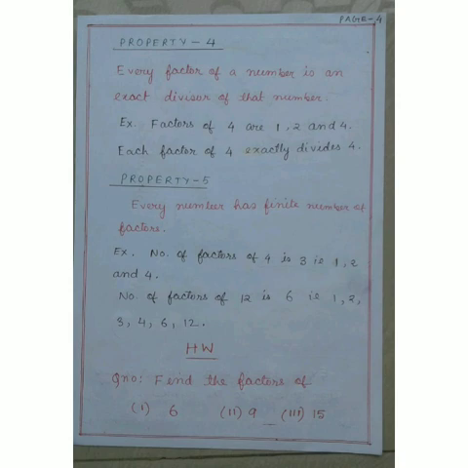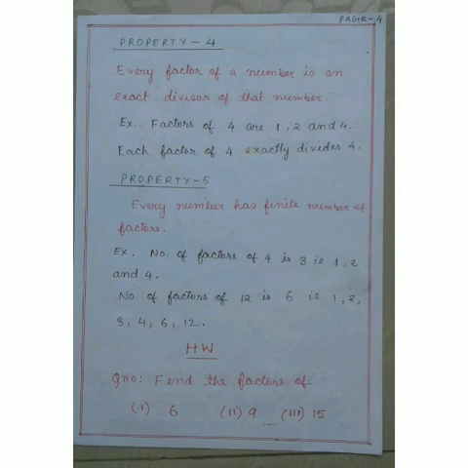Property number 5, every number has a finite number of factors. So, there is a countable number of factors of a number. So I can see that the number of factors of 4 is 3: 1, 2 and 4. 3 numbers.